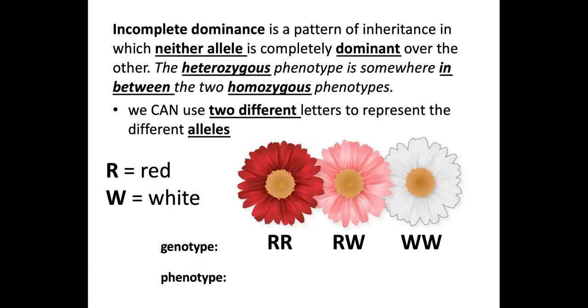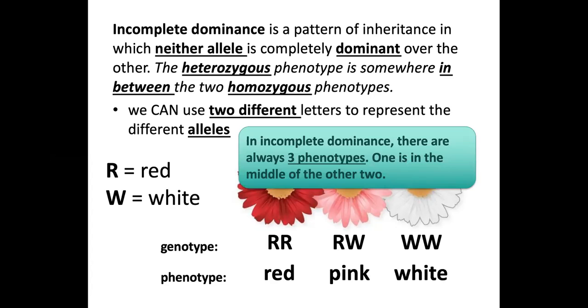Okay, so now phenotype, it's what you actually see. So RR is red, RW, pink, and WW, white. Perfect. Everybody with me so far? All right.